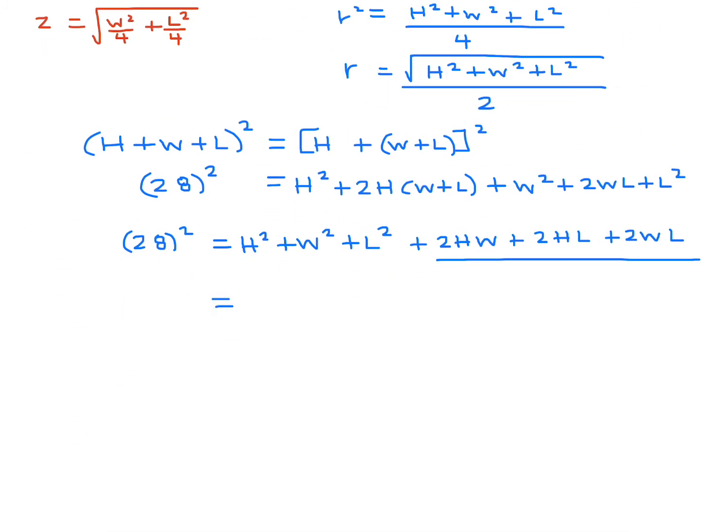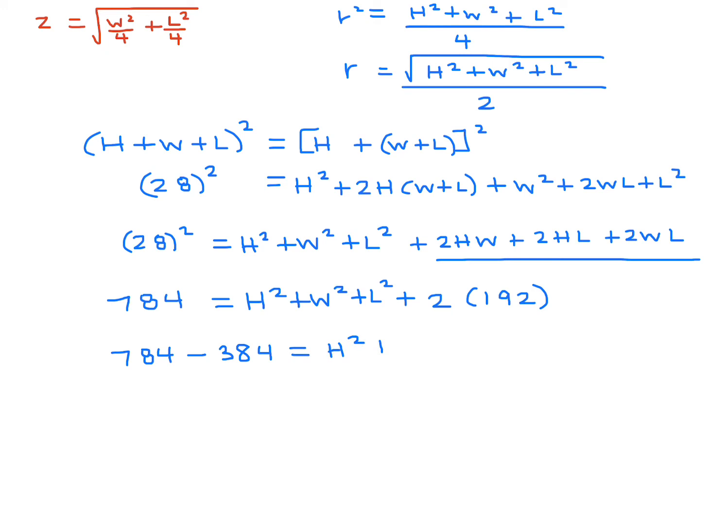So if we were to factor out the 2, we'd be able to get exactly what was up there. So you see, without any tricks, we were able to get this. There's nothing that you have to add and subtract, and sometimes, you have to do those tricks. Nothing of that nature. This is 784, and therefore 784 minus 384 is equal to H squared plus W squared plus L squared. And that is equal to 400. So we get a nice even number. And there you go, we're done.